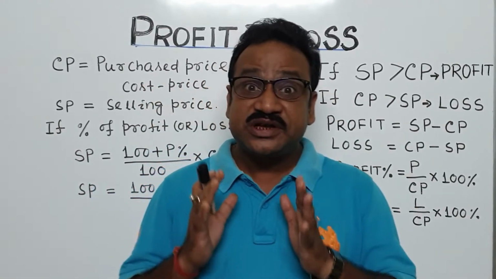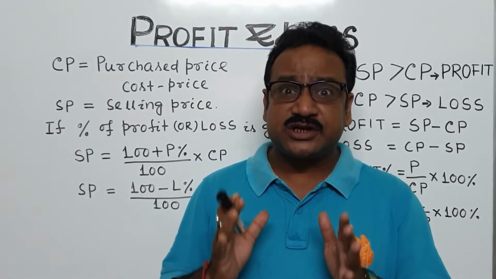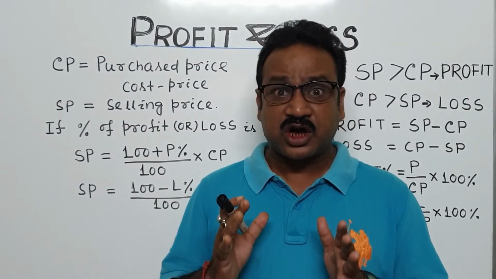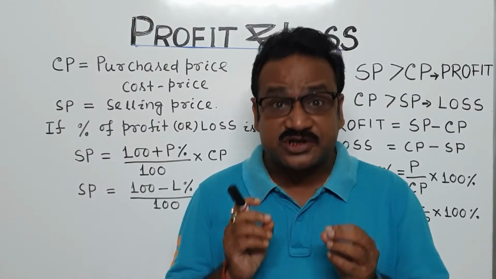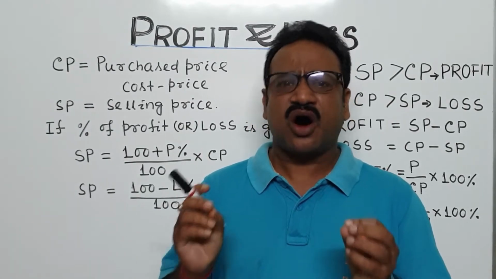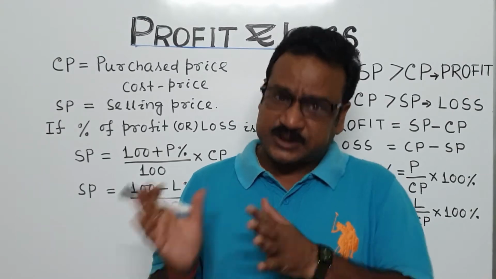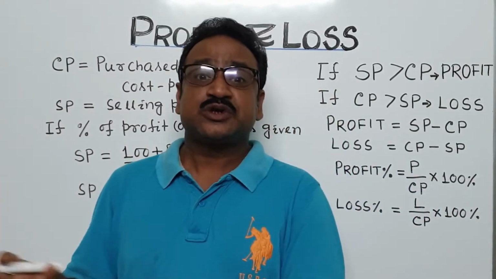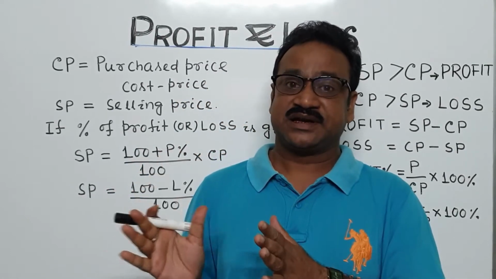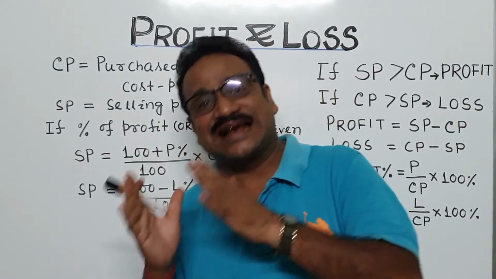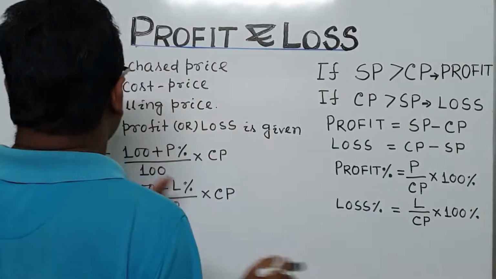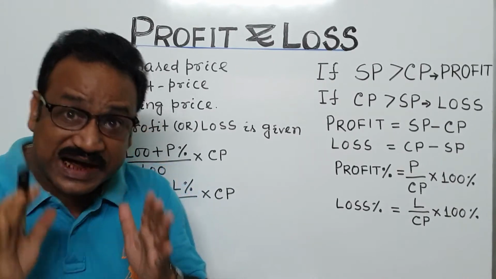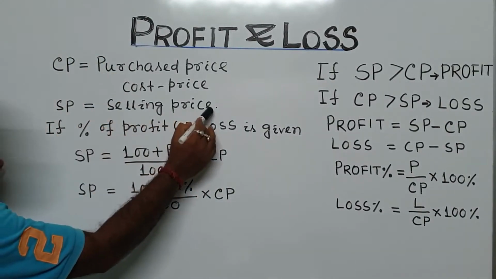So in this chapter, what are the major terms? Terms are CP, cost price. Cost price is the price at which we purchase the things or goods. Then SP. पहले हमको खरीदना है, उसका बाद बेचना है. So SP is the selling price, the price at which we sell it. So here I have written for you CP, the purchase price, or we call it cost price. Then SP, the selling price.